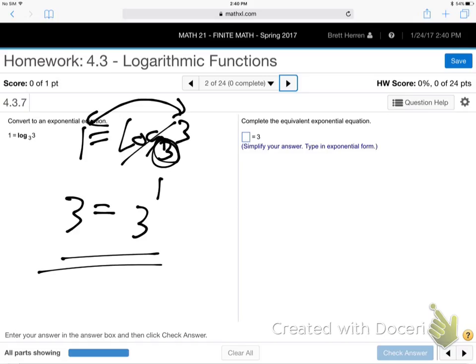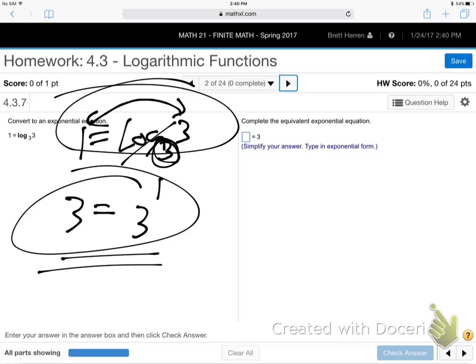3 to the 1 equals 3. Well, the log is saying, that's what I was saying all along in my language. And now we're saying it in power language. Same truth, said in two different languages. Does that make sense? With a log and without a log. Want to try another one?